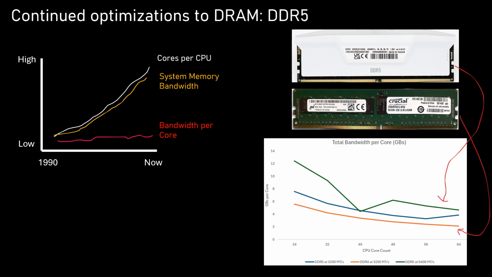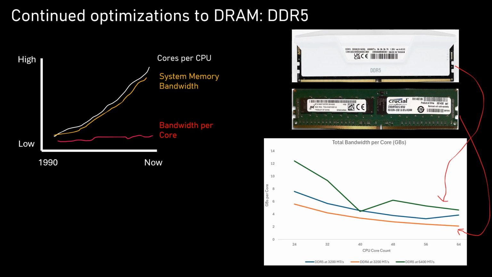To further elaborate, at 3,200 megatransfers per second, DDR5 can achieve a bandwidth of 2.85 gigabytes per second to a 64-core CPU, compared to DDR4, which can only deliver a 2.1 gigabyte per second bandwidth. At the max transfer rate of about 6,400 megatransfers per second, DDR5's bandwidth reaches up to 4.66 gigabytes per second, significantly enhancing the data transfer capabilities.